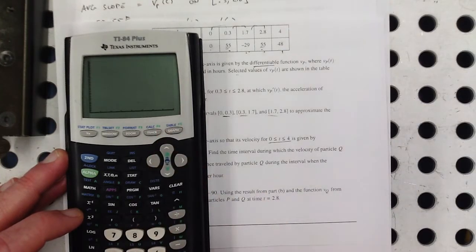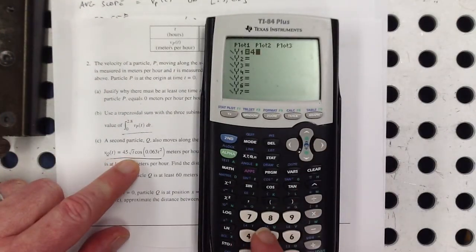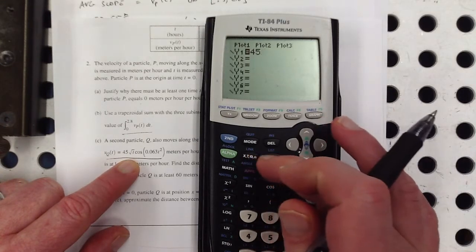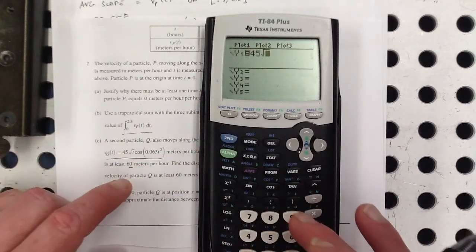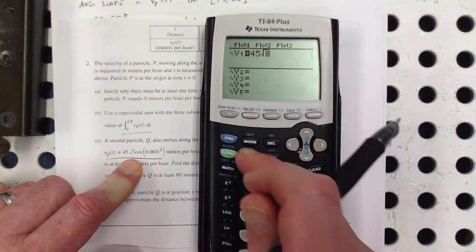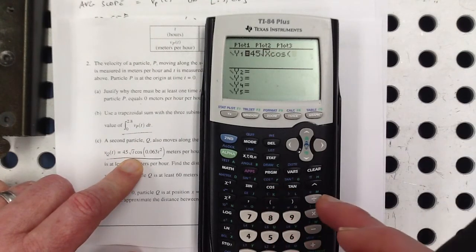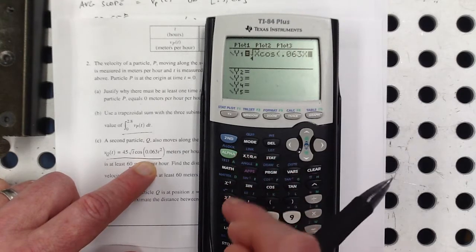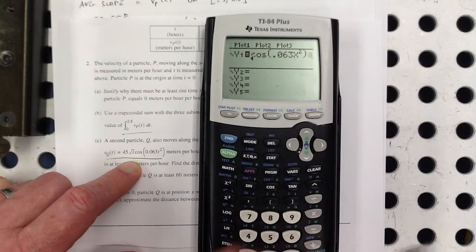So I'm going to graph, oops, I'm going to graph nothing there. I'm going to graph this, 45 times the square root of t times the cosine of 0.063 t squared. All right.